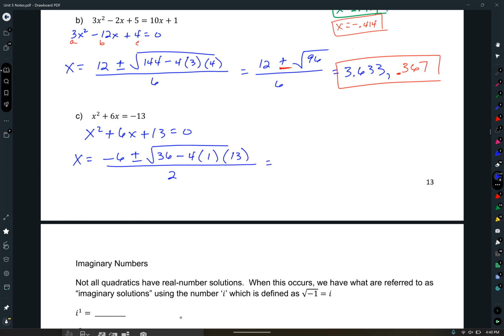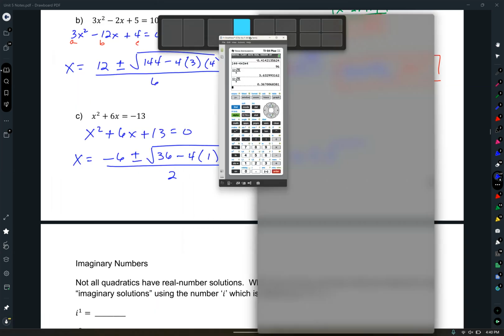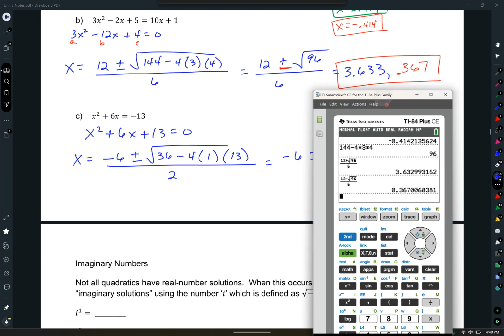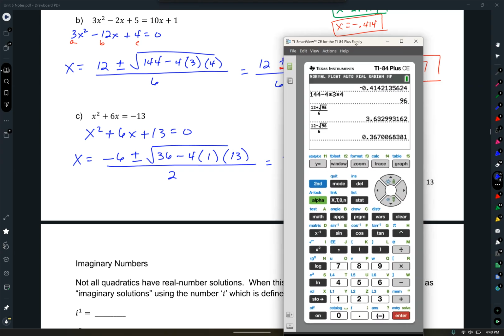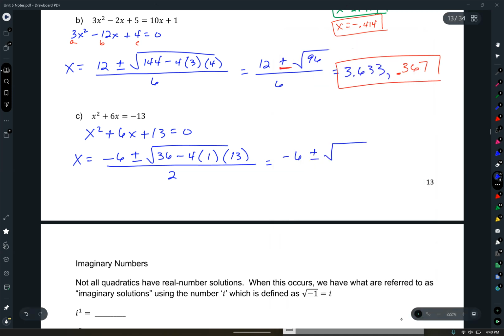Okay, and if I simplify, I'm going to have negative 6 plus or minus. Let's figure out what's under that square root. We've got 36 minus 4 times 13, which actually comes out to be, under the square root, a negative 40. So negative 40 all over 2. Now let me show you what happens. What do we do when we have a square root of a negative?